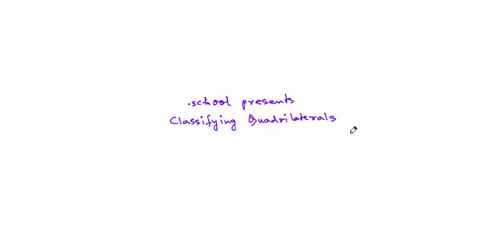That School presents Classifying Quadrilaterals. A four-sided polygon is called a quadrilateral. In this video, we're going to talk about the properties of some common quadrilaterals.